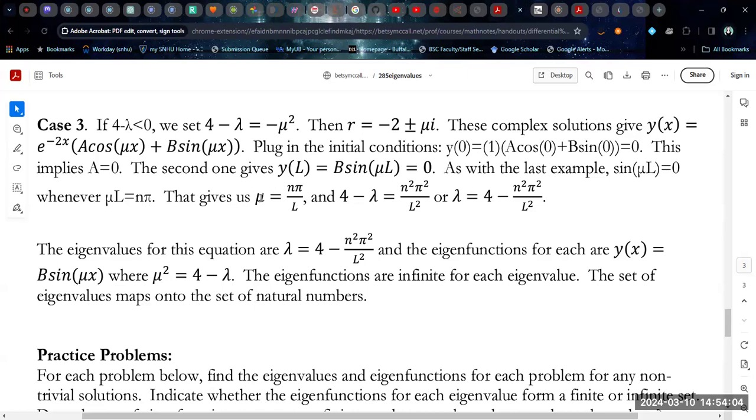And again, we solve for mu, and then mu was equal to the square root of 4 minus lambda. And so then from here, we can solve for lambda, and we get 4 minus n squared pi squared over L squared. So these are our eigenvalues for the differential equation, and the eigenfunction is sine mu x.